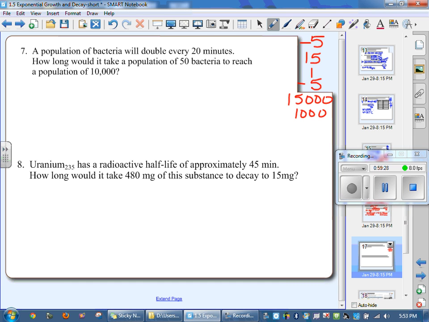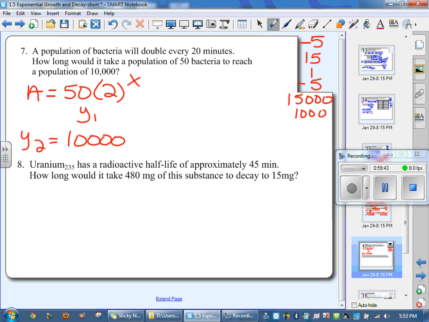Or we could have put 10,000 equals 50 times 2 to the x and done it by logs and solved it algebraically. We don't have to. We can use our handy-dandy calculator here. So when you do an intersect, you're going to get 7.643, and it's a run-on decimal again. So that means it's about 7.6 minutes, because time is in minutes here. So around 7.6 minutes for the population to reach 10,000.